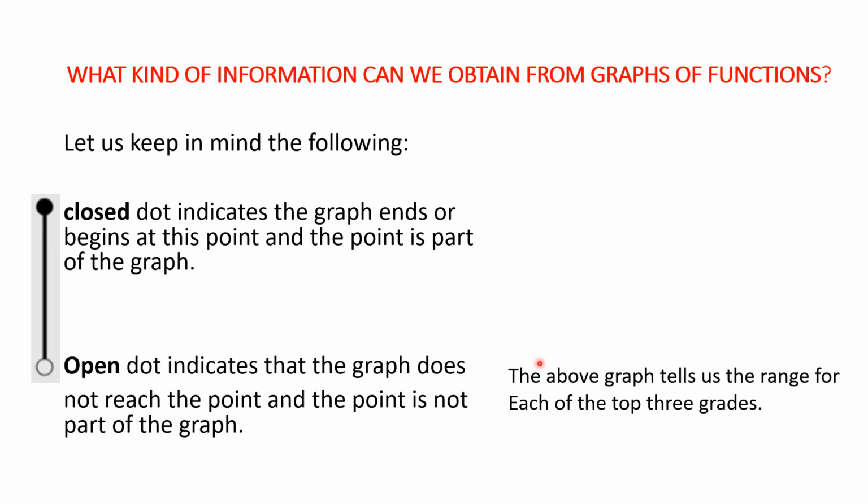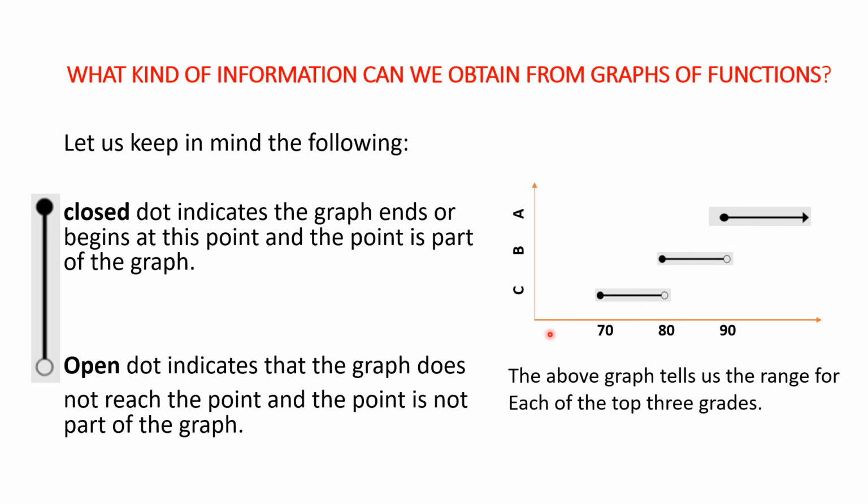The above graph tells us the ranges for each of the top 3 grades. Assume that this is a graph, and assume that the x-axis shows the total for an exam. So between 70 to 80 deserves a grade of C. Between 70 to 80, but 80 is not included. That's why we have the open dot. Open dot says what? The point is not included in the graph. It's not part of the graph.